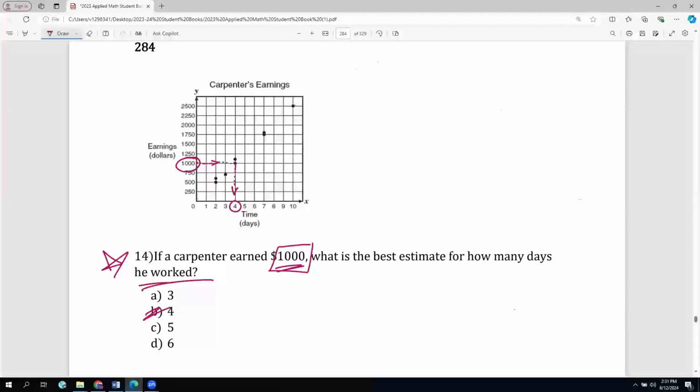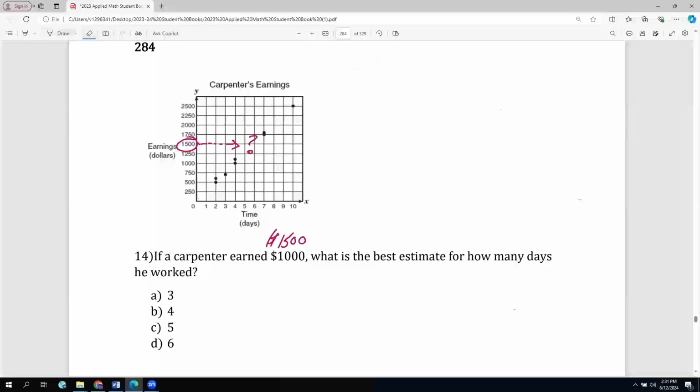4 days. Now, one of the things that may come up during a scatterplot question is this. What if the question was not $1,000? What if the question was $1,500? Well, that's going to be a different answer because we're not looking at 1,000 anymore. So let's take a look at that example. Again, we go up to 1,500 and then I look over and ask, do I see a data point? Uh-oh, I don't see any data points. There's nothing marked at 1,500.